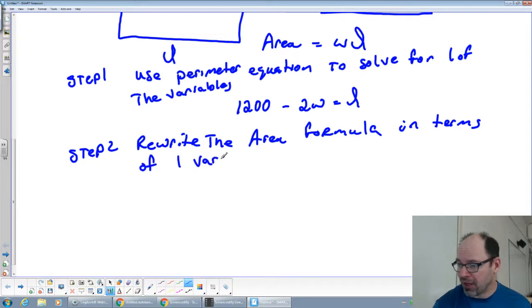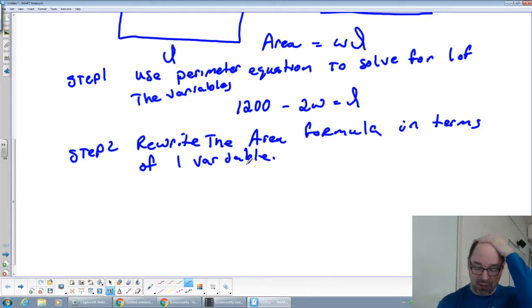Now, some people are going to ask me, would it make a difference if I solve for W? No, it wouldn't. You would get a different equation, but it would work out fine to solve for W in the diagram instead of solving for L. You'll get the same dimensions no matter which one you choose.